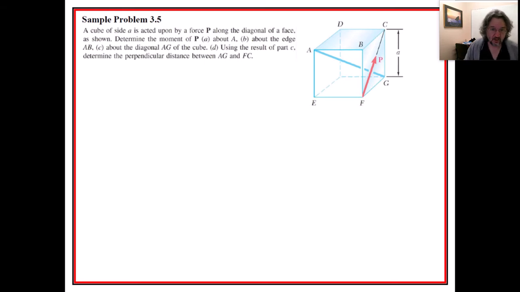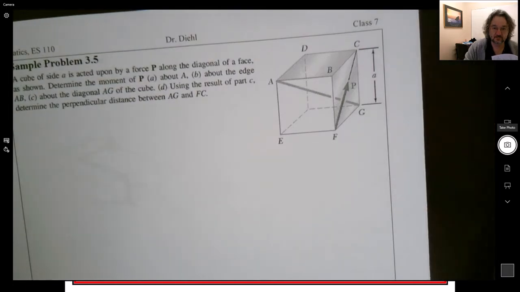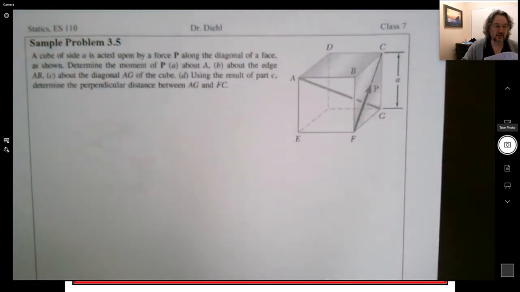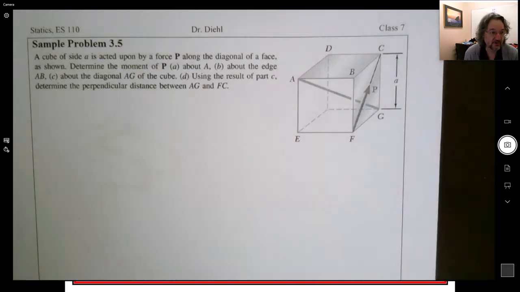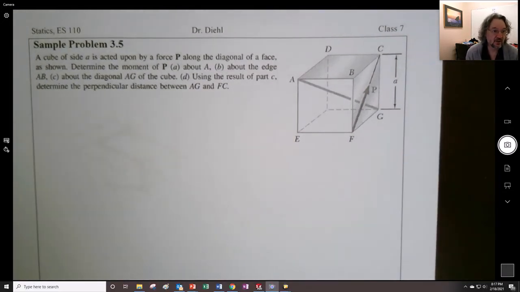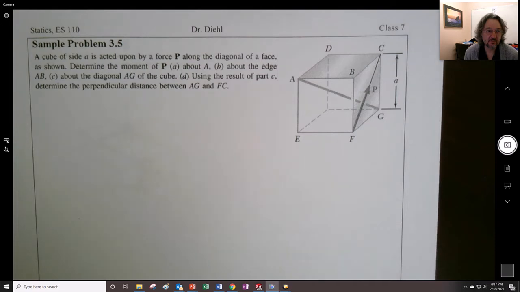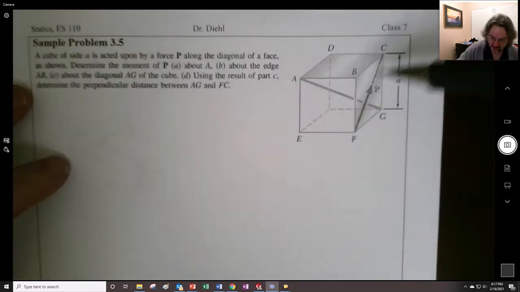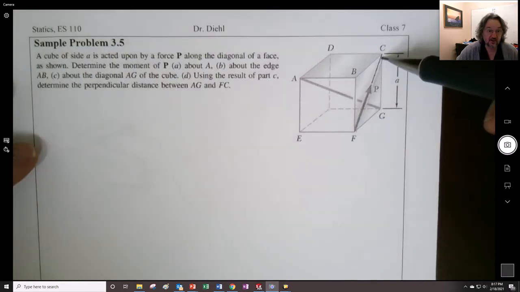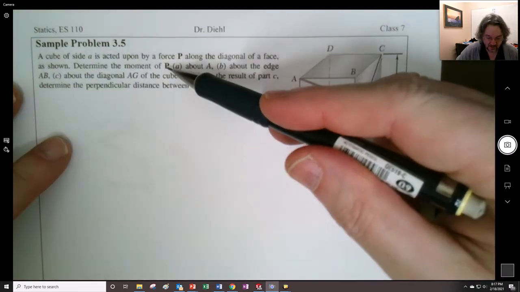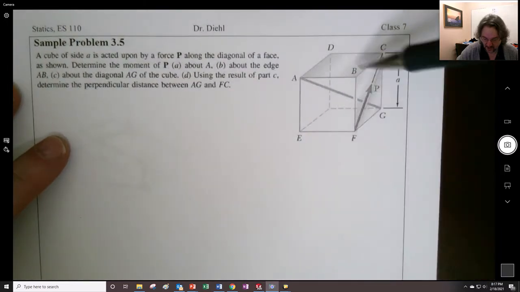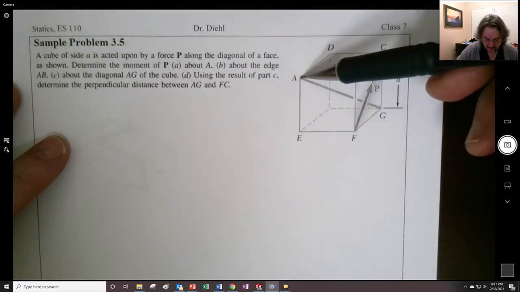Okay, so in this problem right here, we have a cube. Maybe they describe some motivation. This is sample problem 3.5. A cube of side A is acted upon by a force P along the diagonal of its face right here, right? So there's a force coming along right here, and we want to determine the moment that P makes about A.